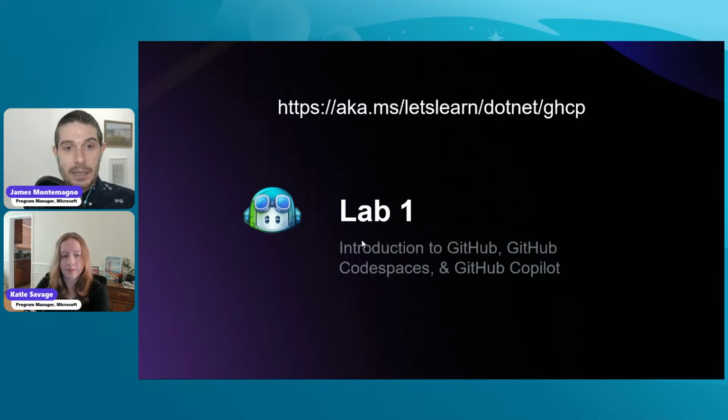There's a bunch of links in this URL, which we're dropping into the chat. And when you go to that aka.ms link, I think it's the very first link. Let me just double check here. Let's learn .NET GitHub Copilot. The main link that we're going to want to go to is this GitHub page. I'm going to drop it in here, because it's a little bit long, but this specific GitHub repo is going to be our starting point.